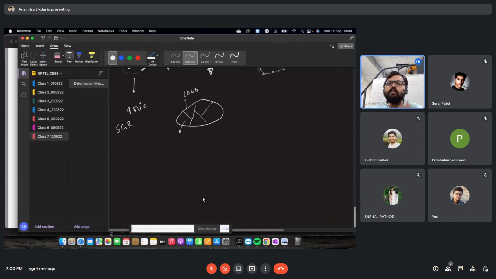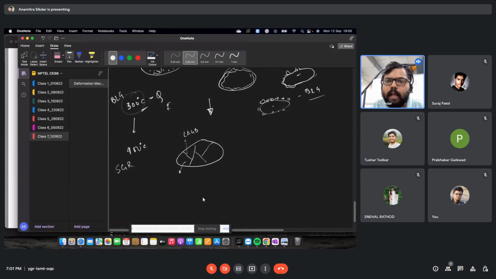If you increase the temperature more, then what will happen? These grain boundaries are no longer the same. Initially, what we are seeing is that the grain boundaries form little bulges, and then new grains form out of them.